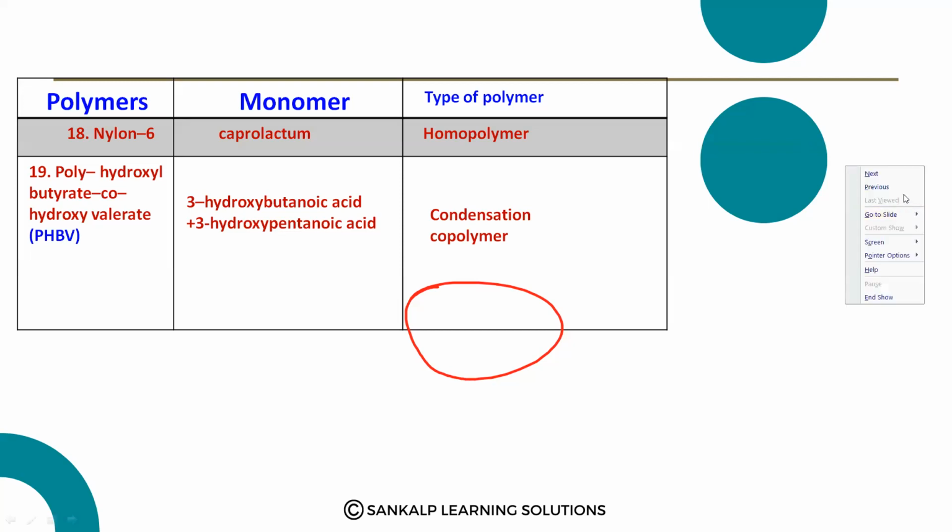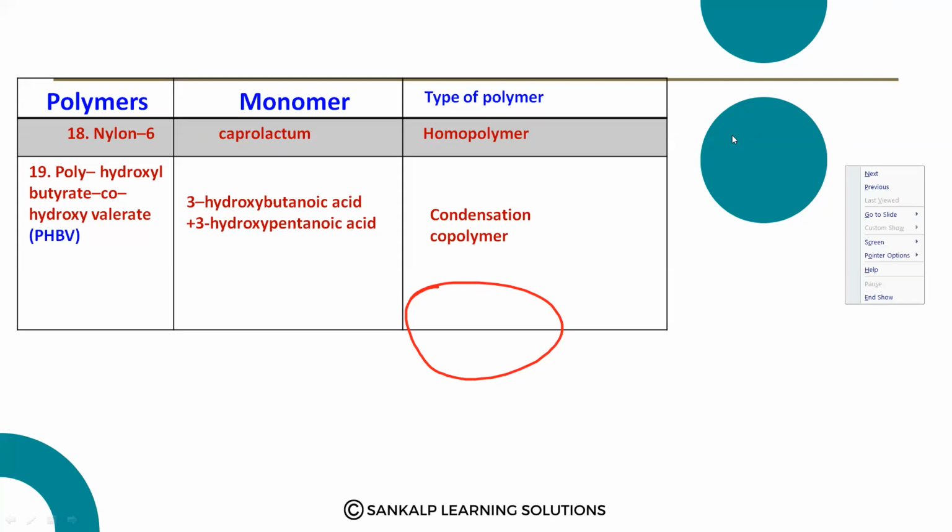Okay, so these were some of the polymers, the monomers present in them, and we have seen what type of polymerization each undergoes. Depending upon the type of polymerization and the type of monomer present, polymerization is classified. Some of them undergo chain growth polymerization, some undergo homopolymerization, some undergo copolymer condensation, right?